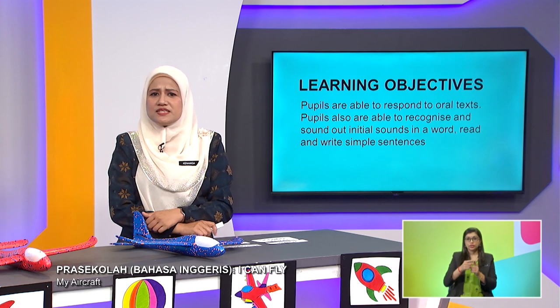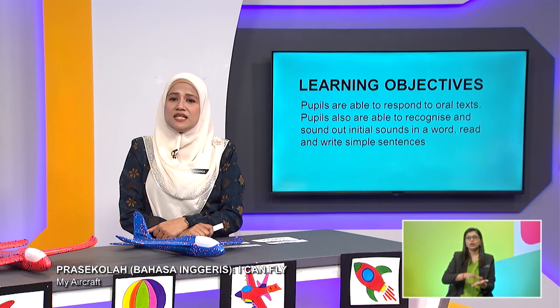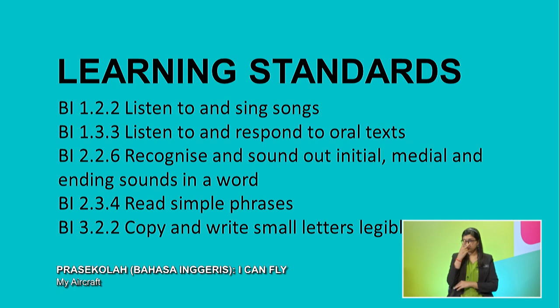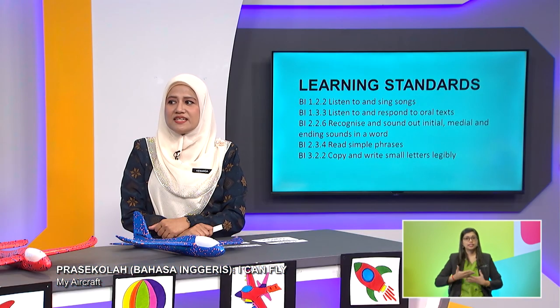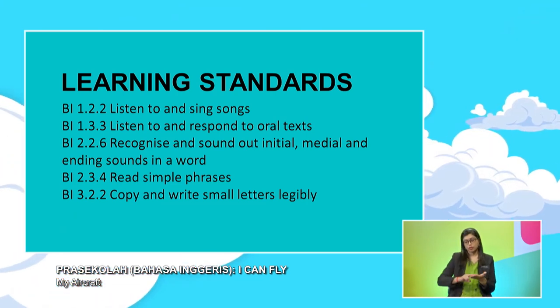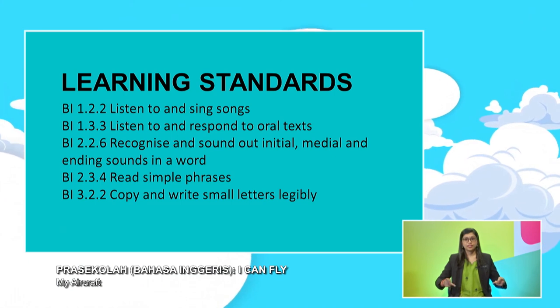The learning objectives for this slot will be that our pupils are able to respond to oral text. Pupils are also able to recognize and sound out initial words, read and write simple sentences. The learning standards will be to listen to and sing songs, listen to and respond to oral text, recognize and sound out initial, medial and ending sounds in a word, read simple phrases, copy and write letters legibly.